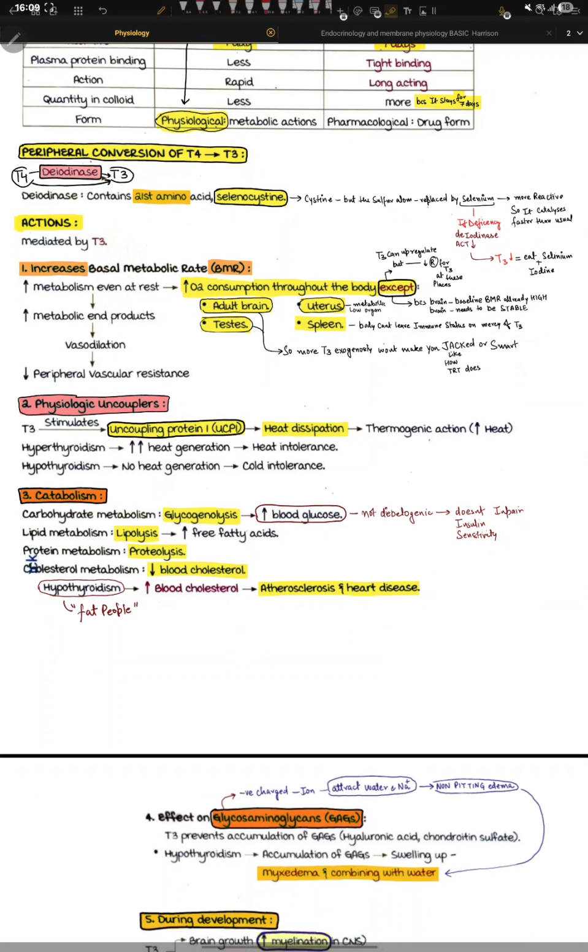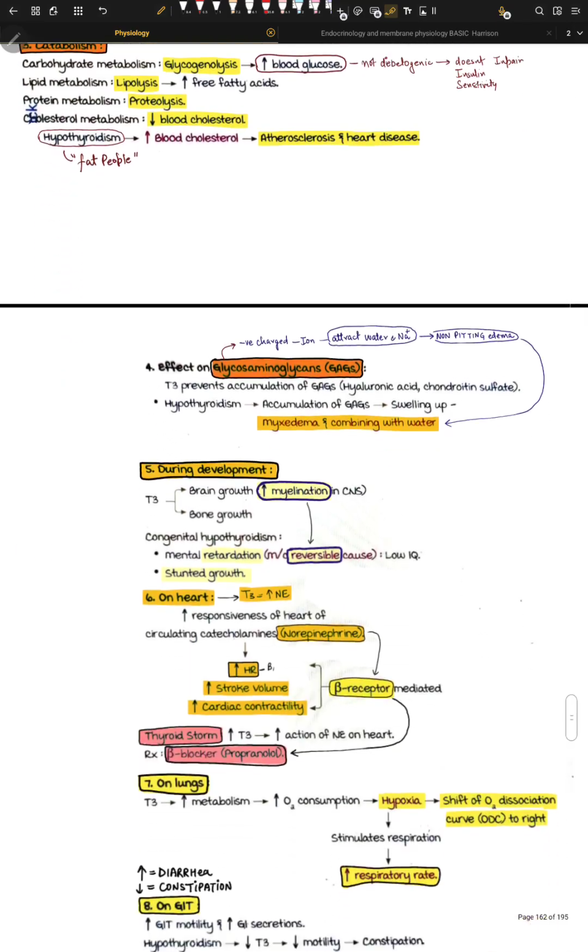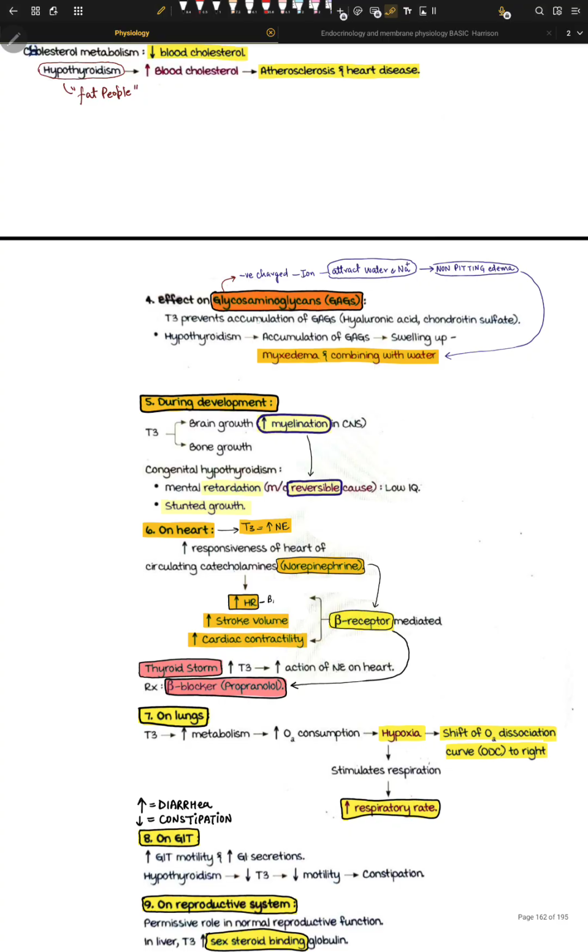I hope you understand this. BMR increases, the uncoupling reaction increases, heat dissipation increases, right? If you have a high BMR, you will generate more heat. Usually fat people are really cold, because they generate less heat because they are suffering from hypothyroidism. Catabolism means breaking down of carbs, lipids, protein, cholesterol. Your sex life will be messed up if you have low levels of T3 or T4.